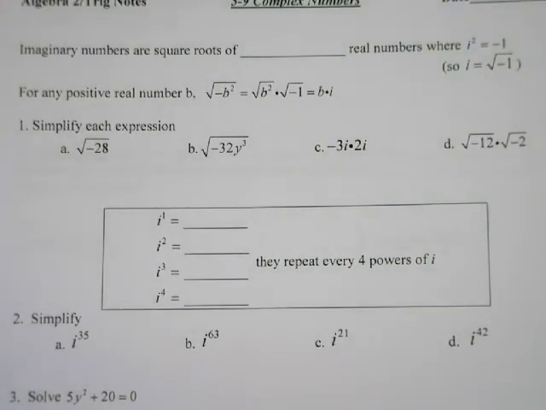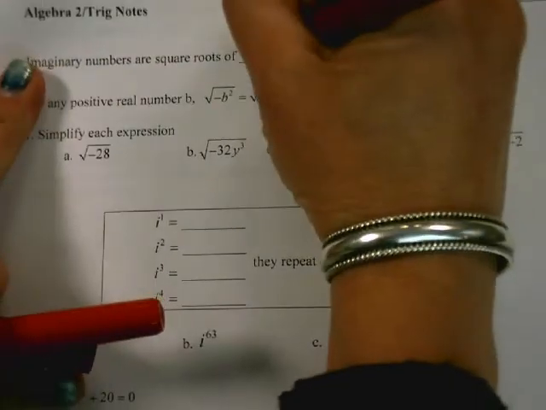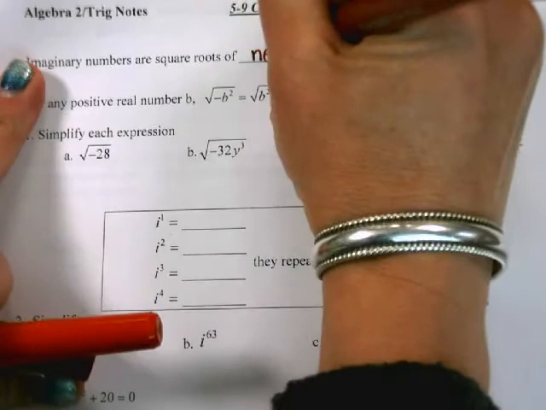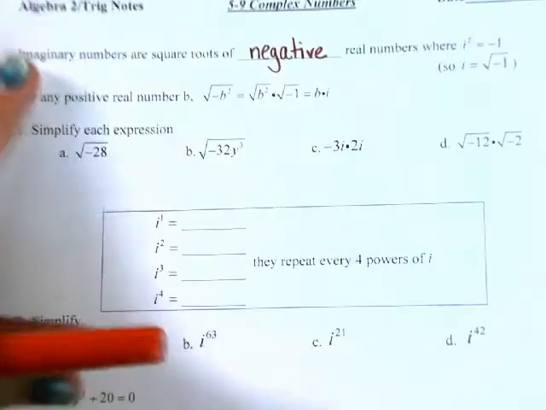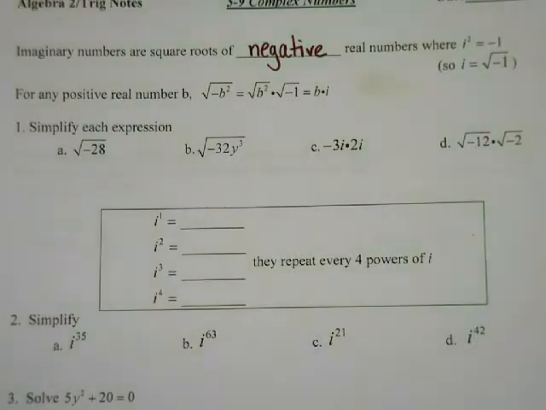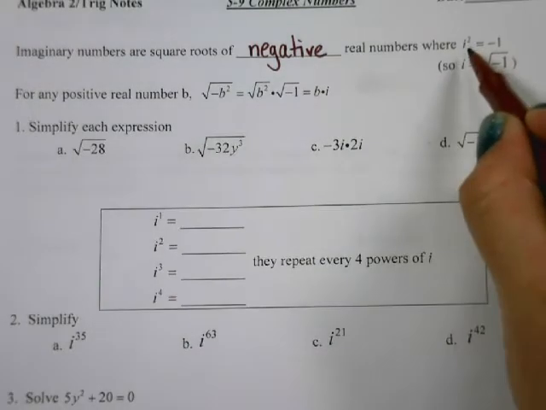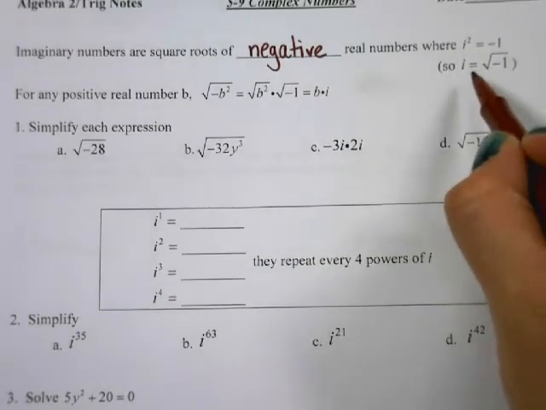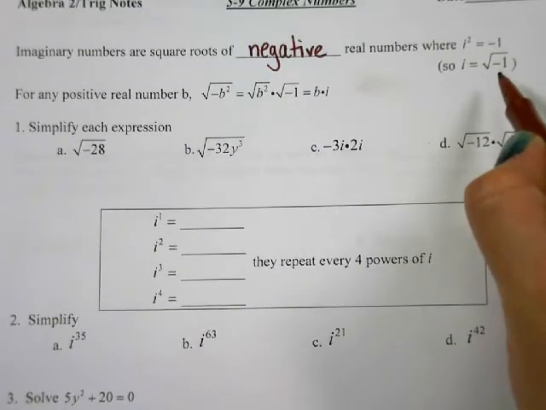So imaginary numbers are square roots of negative real numbers, where i squared is equal to negative 1. Meaning, if I were going to take the square root of i squared, then i would be the square root of negative 1. Do you see that?